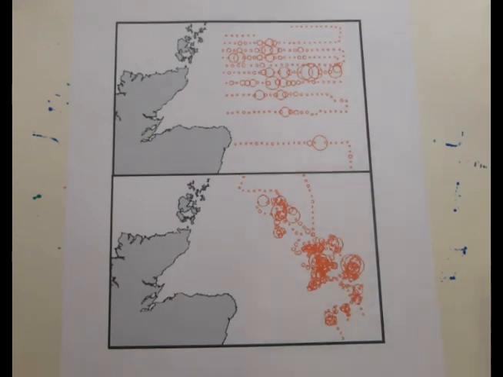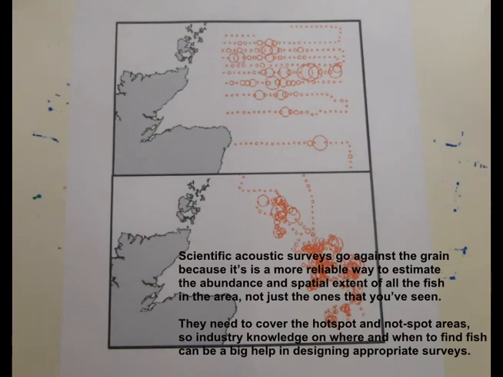So by way of a summary then, acoustic surveys to estimate fish abundance go against the grain because it's a more reliable way to estimate the abundance and the spatial extent of all the fish in an area, not just the ones that you've seen. Scientific surveys need to cover the hotspot and the not spot areas, and industry knowledge on where and when to fish can be a big help in designing appropriate acoustic surveys.